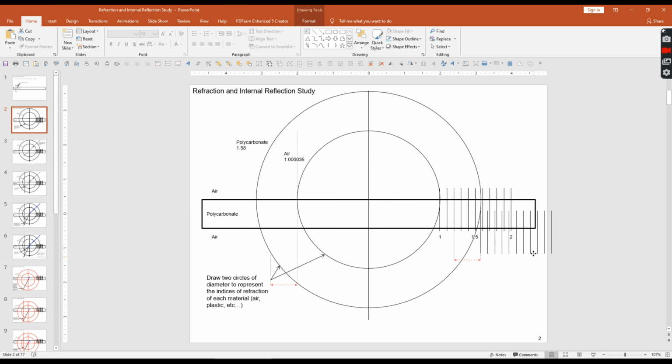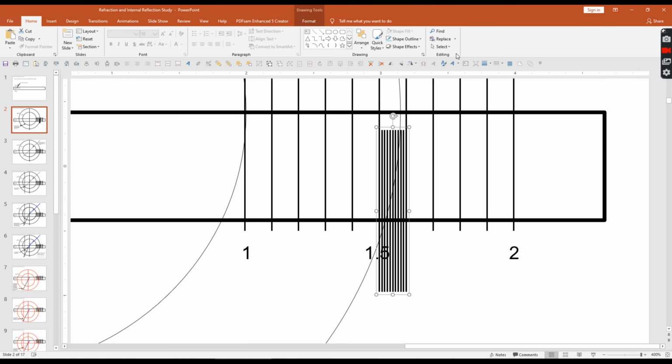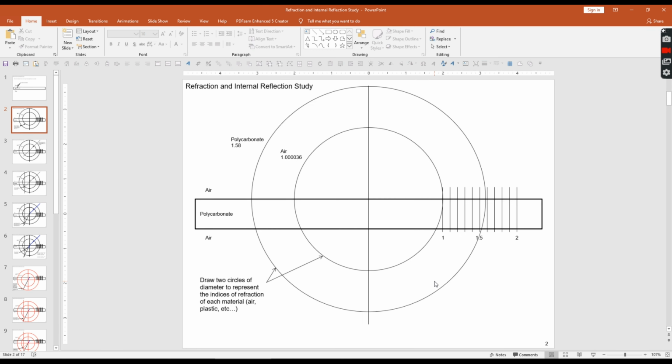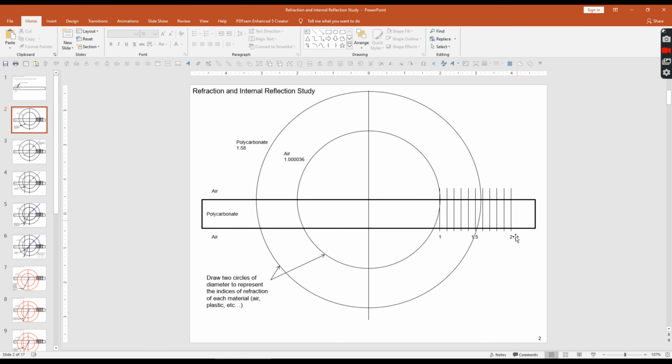Then if you want to get even more accurate in between, since we're dealing with some tight decimals, you could take that same set of 10 lines and then line them up between these other major lines. So it's a good quick way to get some accurate increments if you need.